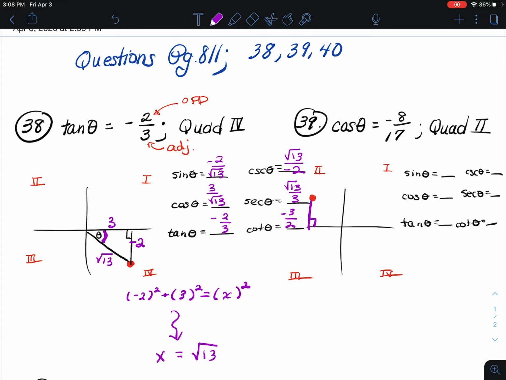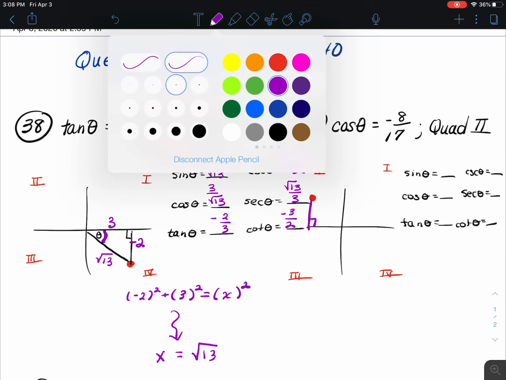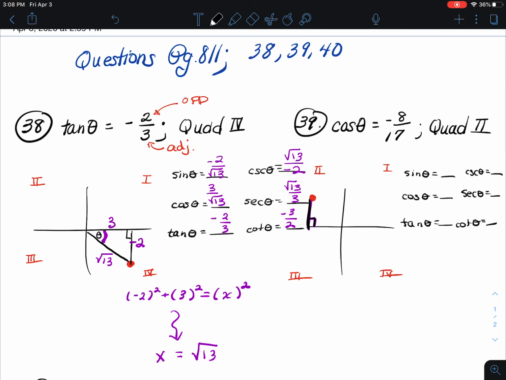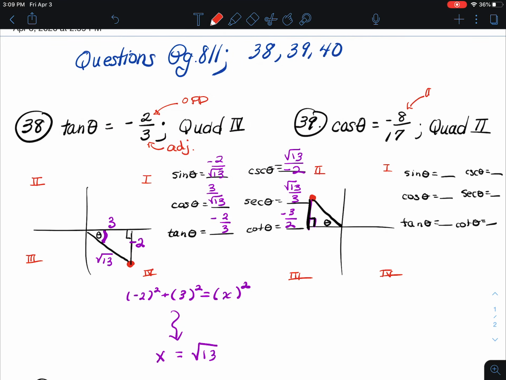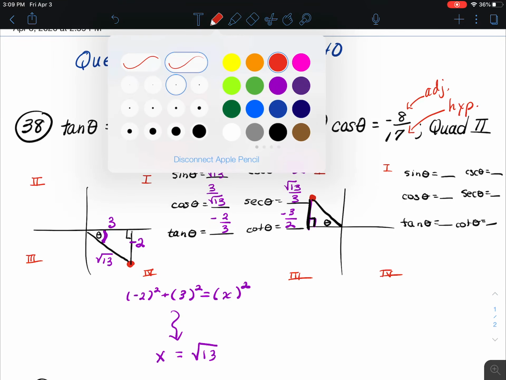Then you're going to always connect that point to the x-axis, and then you're always going to connect it to the origin, and you're going to place the theta symbol closest to the origin. Once your triangle is assembled, then you're going to look at the trig function you're given, and you're going to use the numerator and denominator to label 2 of those sides. Now we know that cosine is adjacent over hypotenuse.